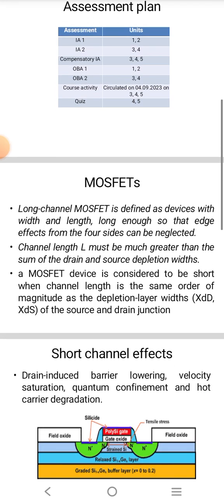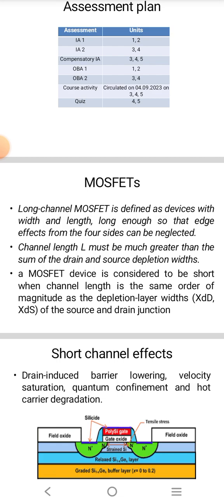Before I start the amplifiers unit, that is unit 1, let us get familiar with some of the keywords that we use. The first one we take up is MOSFETs. The MOSFET is a 3-terminal device. It is a voltage controlled device, that's why the name field effect transistor.